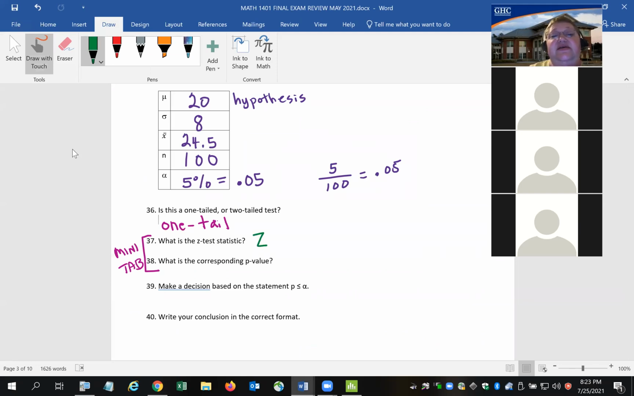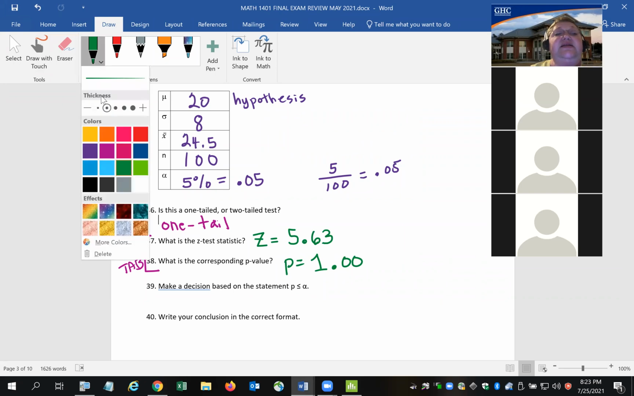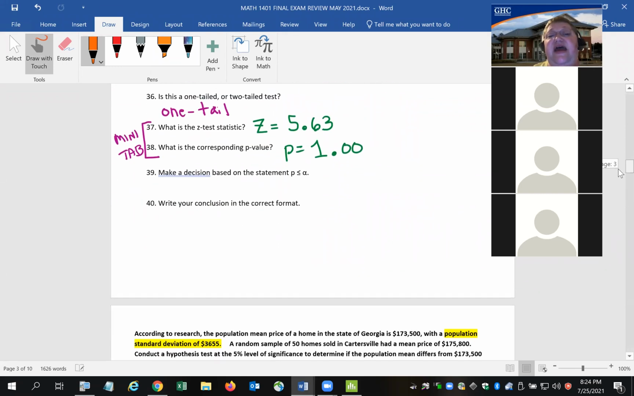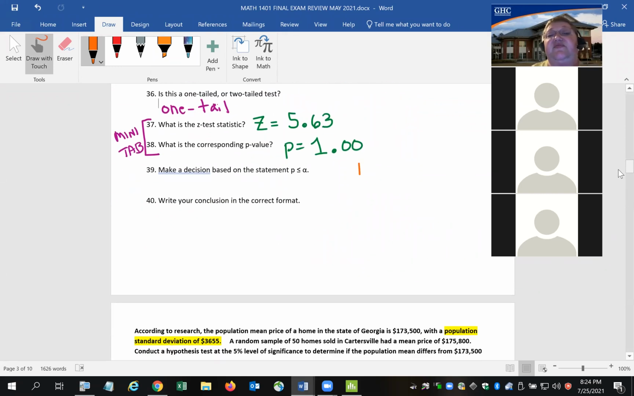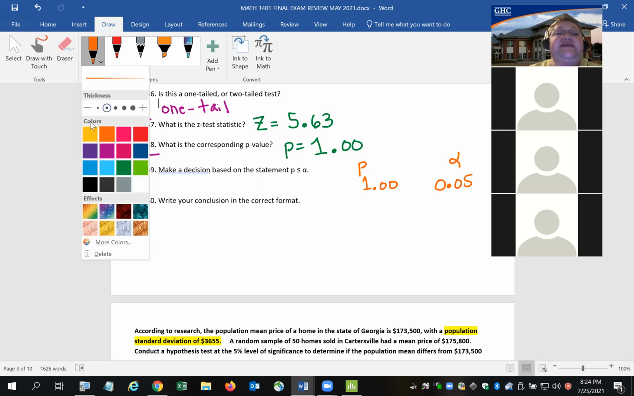So my Z from Minitab is 5.63 and my p-value is 1. Then I need to make a decision based on the statement, and I've got to compare that p-value to the alpha. So my p-value from Minitab is 1. Alpha is 0.05.